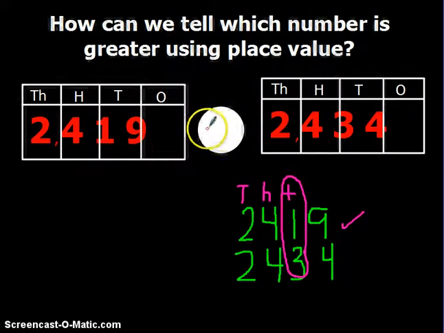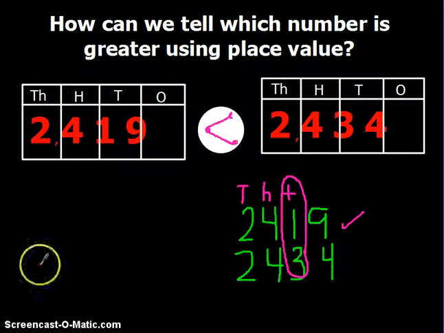So therefore, 1 ten is less than 3 tens, so this number is my smaller number. So up here in my circle, I'm going to put 1 dot over here by my smaller number and 2 dots over here by my larger number and connect them. And then I have 2,419 is less than 2,434.